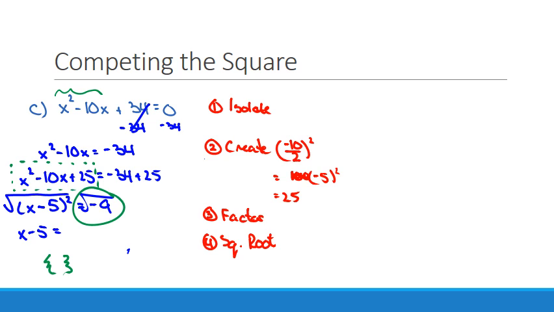All right, so that is how a parabola with no x-intercepts would look when you're completing the square. Whenever you have a square root, it would have a negative radicand, which means I can't move forward on it.